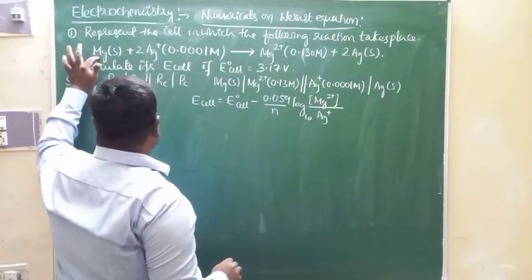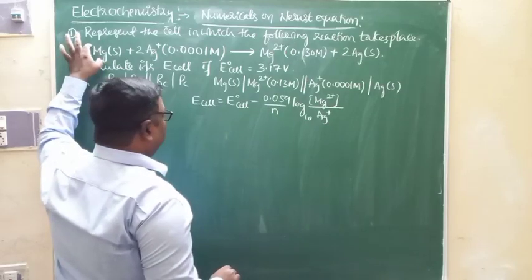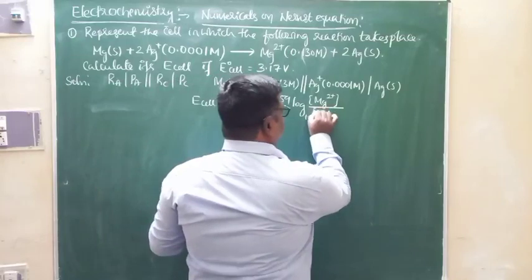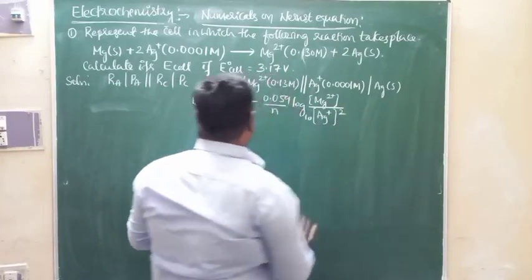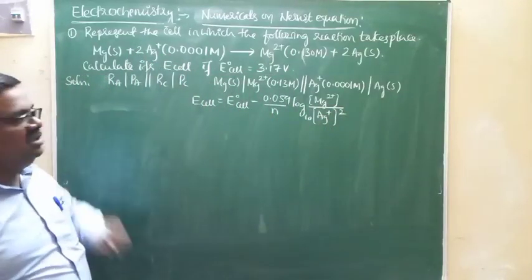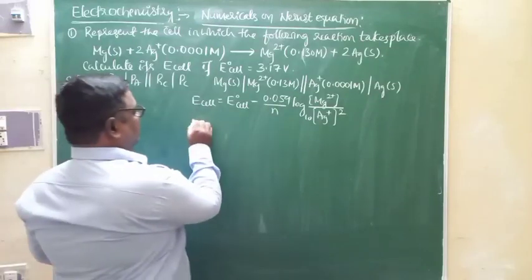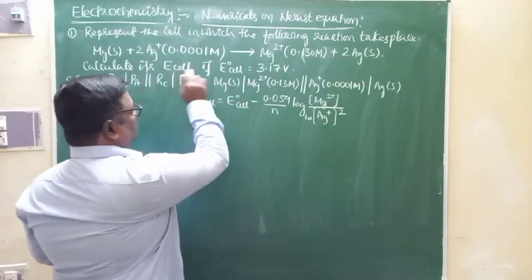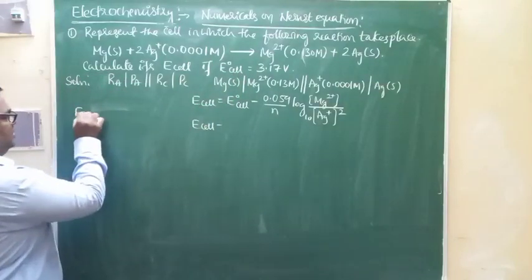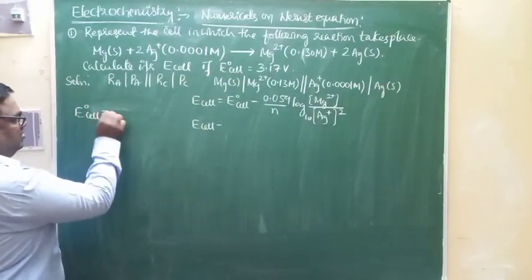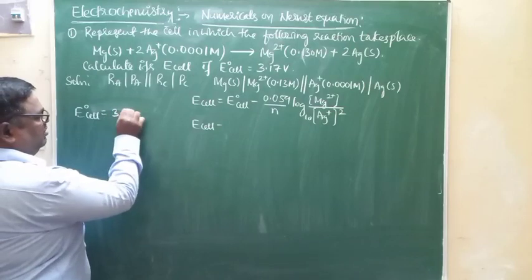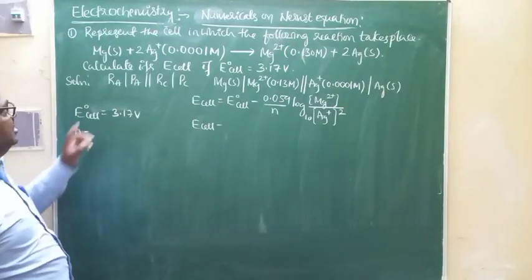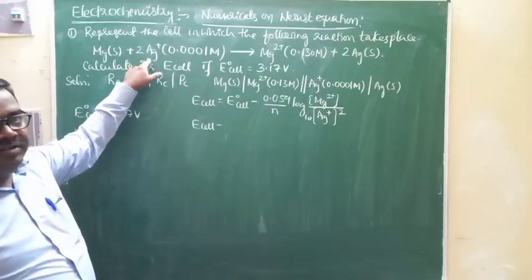This is also a reactant, but since it is in the solid state, its active mass is 1, and of course [Ag+]^2, because the coefficient of Ag+ is 2. Now, E of cell minus E naught of cell: E naught of cell is given, which is 3.17 volts. Then let us see the value of n, the number of electrons exchanged between cathode and anode.